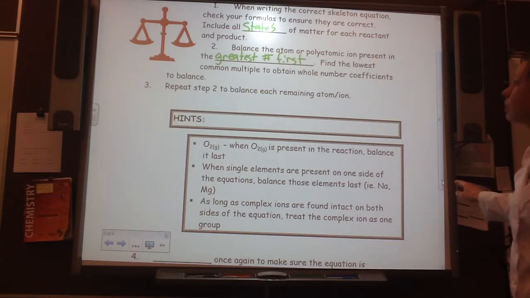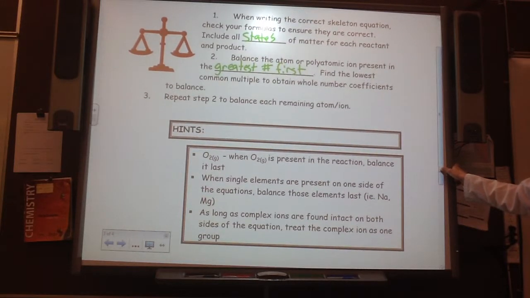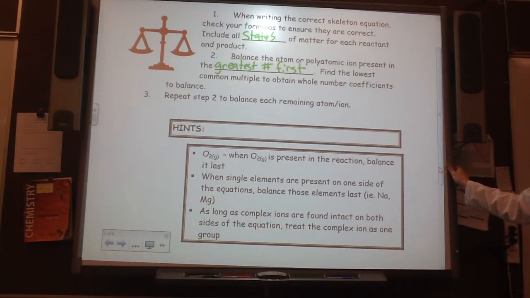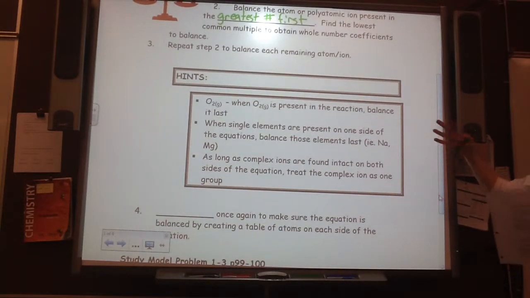What does it mean by do it in the greatest number first? Well, I'll show you more examples of how to get to it, but it's the numbers that are the most, how do you change them? So when you look at how many atoms there are, pick the ones that are the greatest, that are different. And I'm going to show you these as we go through more examples.